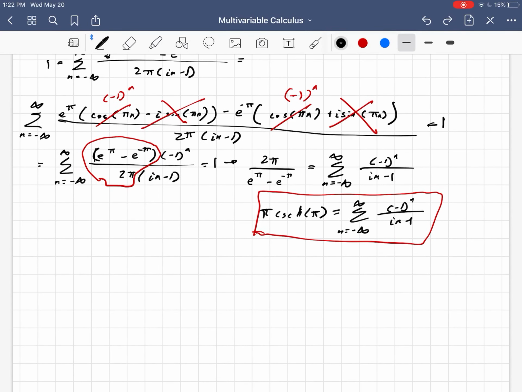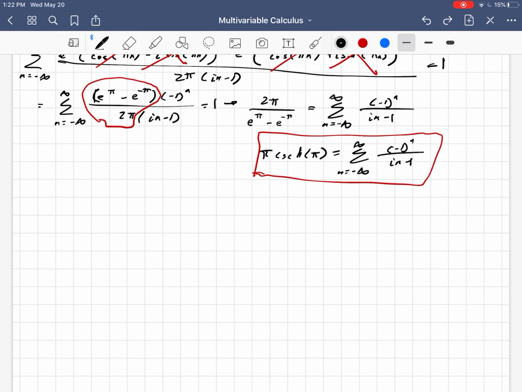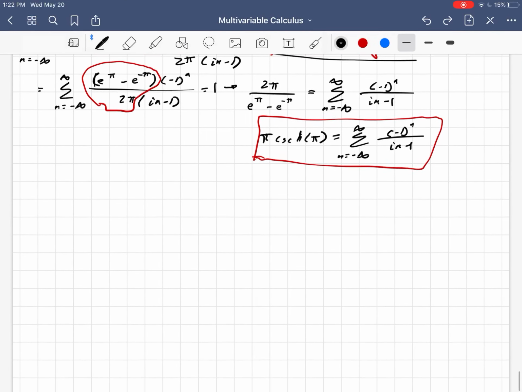Pi hyperbolic cosecant of pi. That just seems like it can't be true. Like it's a complex sum. It's got this i in there. I mean, I don't know. Maybe you rationalize or multiply by the complex conjugate of the infinitely many denominators, and something maybe miraculous cancels out or whatever.